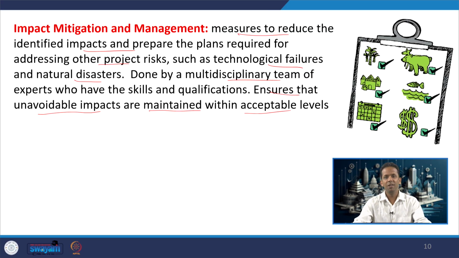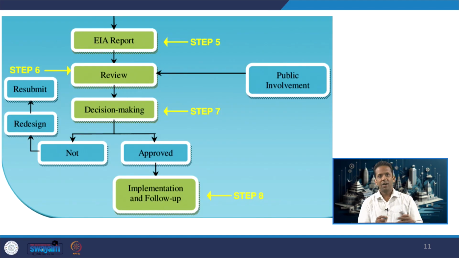So, for that case, some additional setups and equipment for cleaning those flue gases may be required. All those things would be detailed out or reported in the impact mitigation and management stage of EIA. After these four stages, like screening, scoping, impact assessment and impact mitigation, the details of all these four stages will be compiled in the form of an EIA report, which will then go for review.